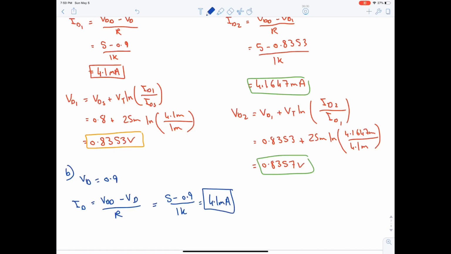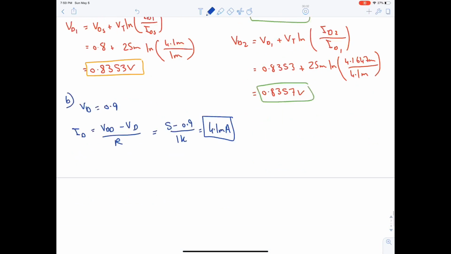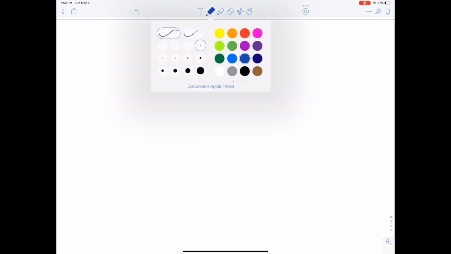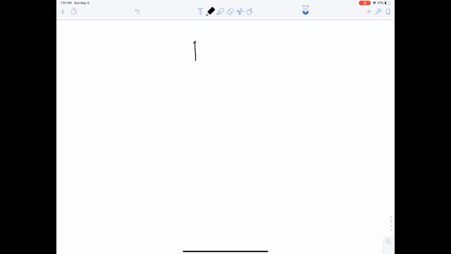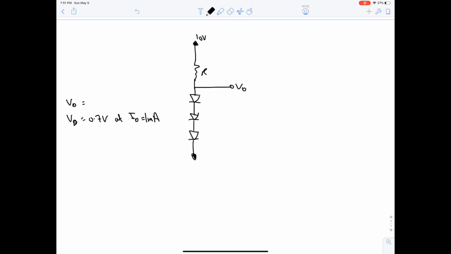Okay, moving on to the next question. Let's say we have this circuit. We have here 10 volt, R resistance, and we have 3 diodes. And the question says design. Here it's V output. We're having VD equal to 0.7 volt at ID equal to 1 milliampere. This is VD and this is VO. VO is equal to 2.4 volt.